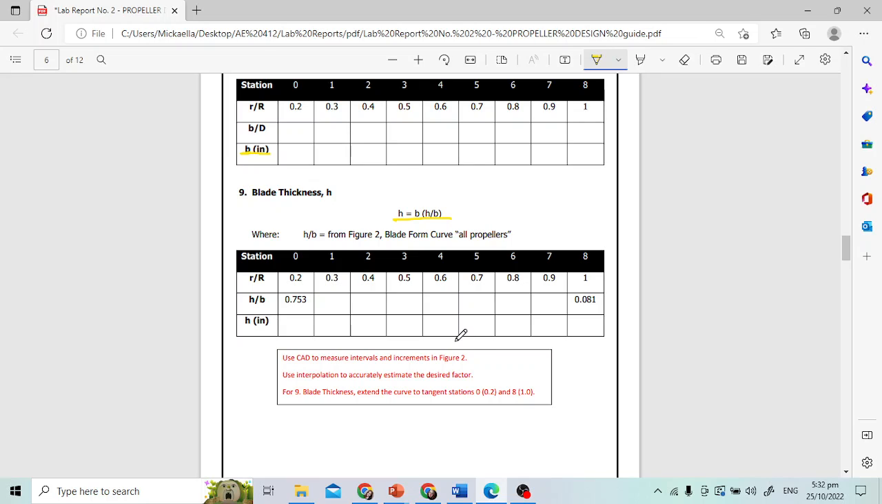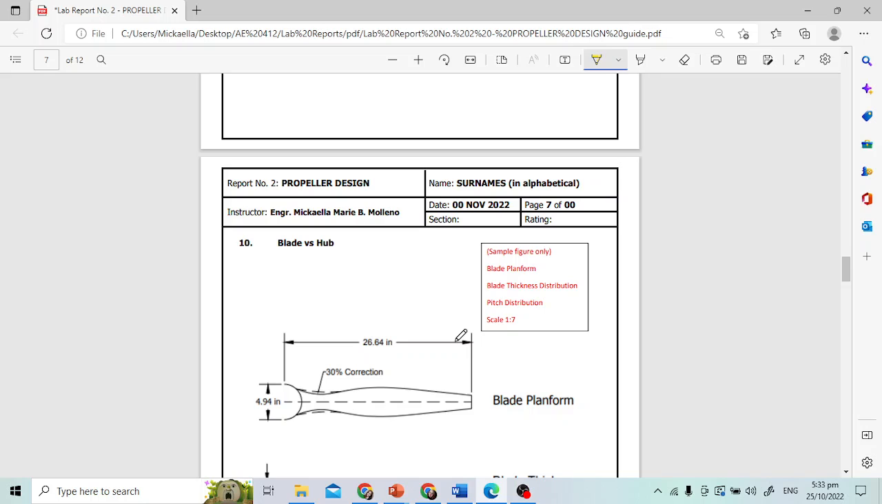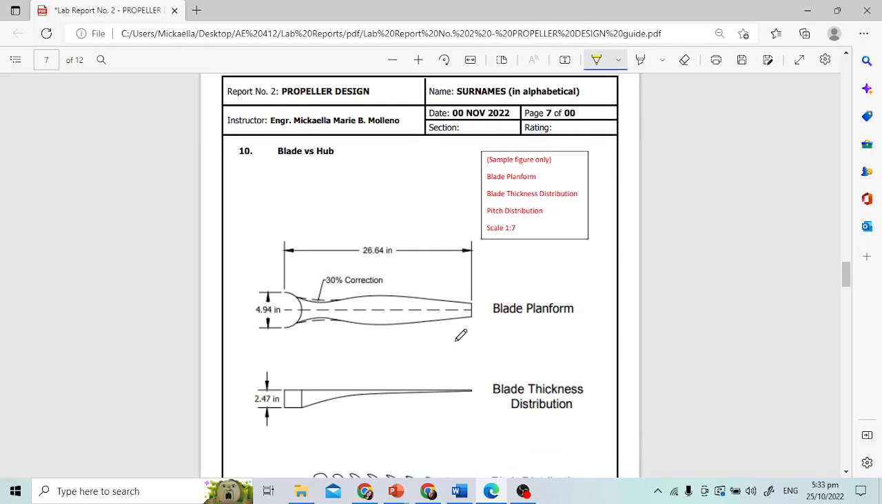So, again, reminders, use CAD to measure intervals and increments in the figure. So, use interpolation para accurate yung mga values na makukuha niyo. Again, I trust that you all are familiar with interpolation na. Now, I already told you to extend your curve so that it would have a tangent point at some point ng station 0 and station 8 natin. Now, we proceed to our 10th part.